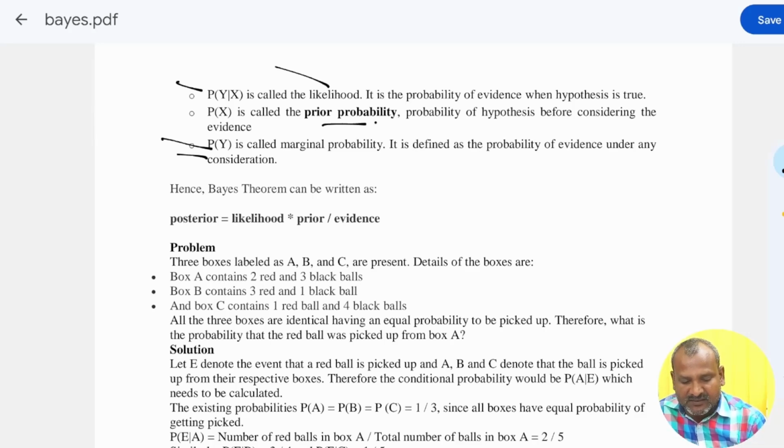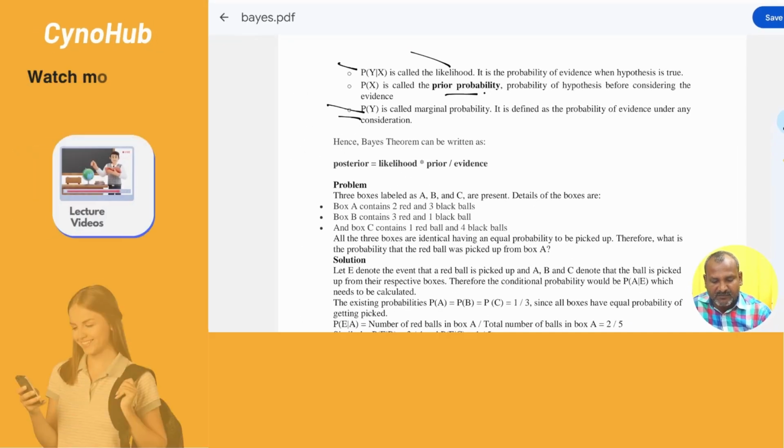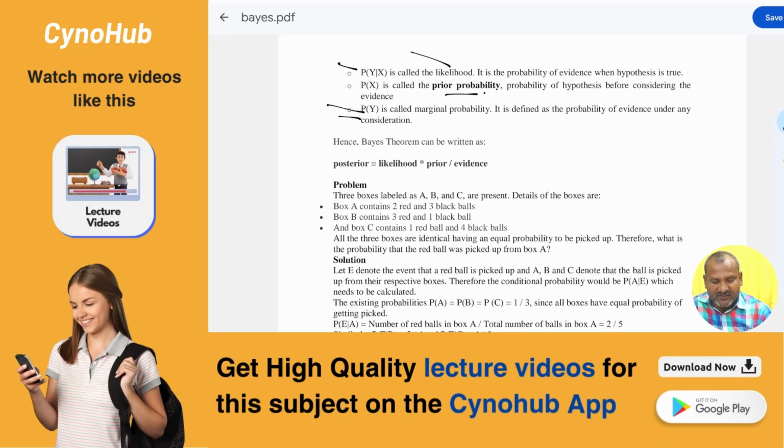Now let us take one example. Three boxes labeled A, B, C are present. Details of the boxes: box A contains 2 red and 3 black balls. Box B contains 3 red and 1 black ball. And box C contains 1 red ball and 4 black balls. All three boxes are identical, having an equal probability of being picked. Therefore, what is the probability that the red ball was picked up from box A?